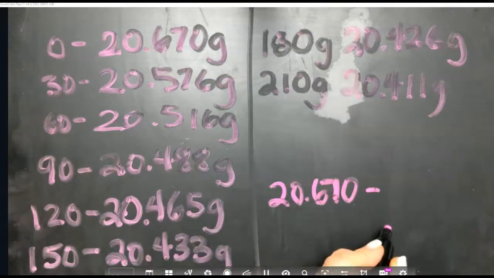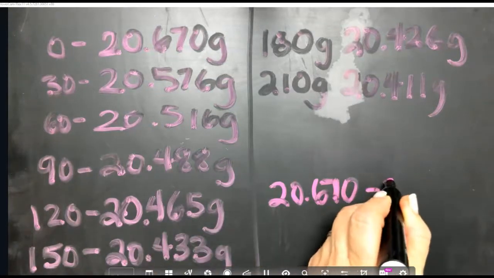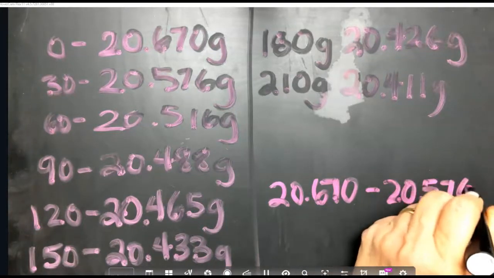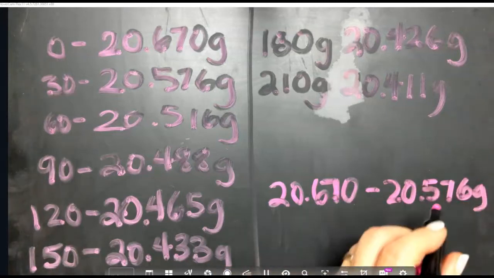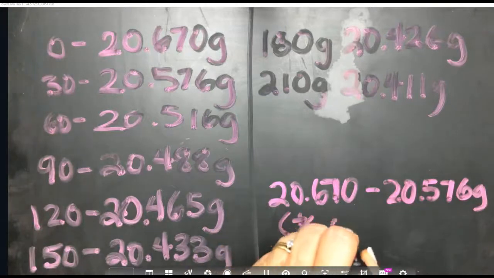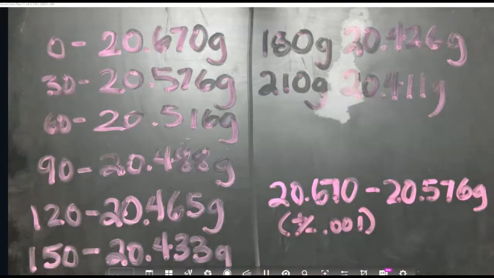So at 30 seconds, we had remaining 20.576 grams. And you know that the uncertainty for each one is plus or minus 0.001. So when we are subtracting, we're going to add those uncertainties together with each other. So doing this subtraction, and yes, I need my calculator to do this subtraction because my brain is not going to work. If I could find a calculator, I'd be really, really happy. There it is.